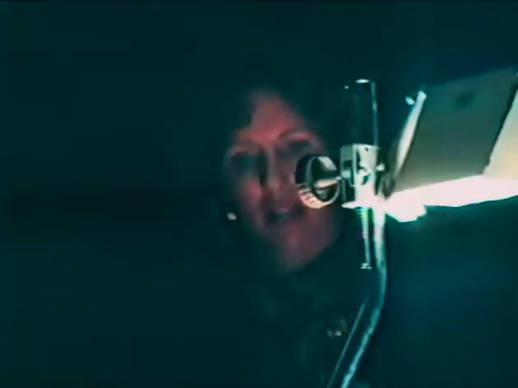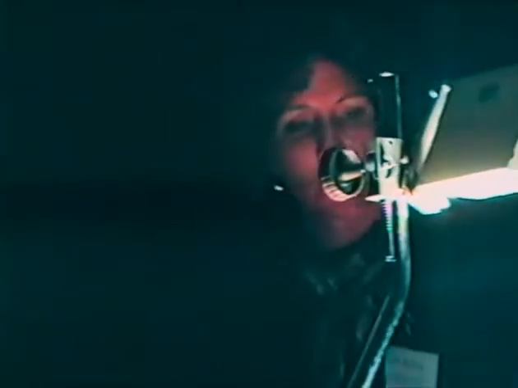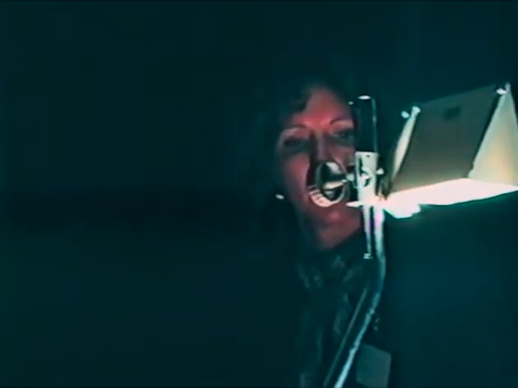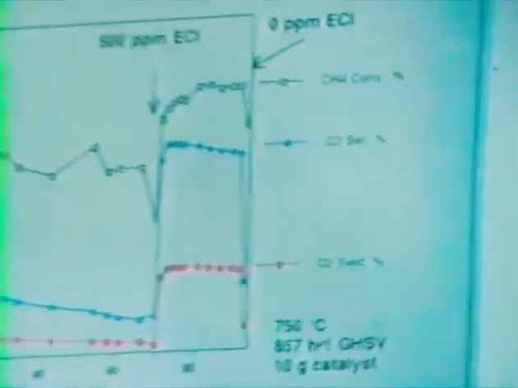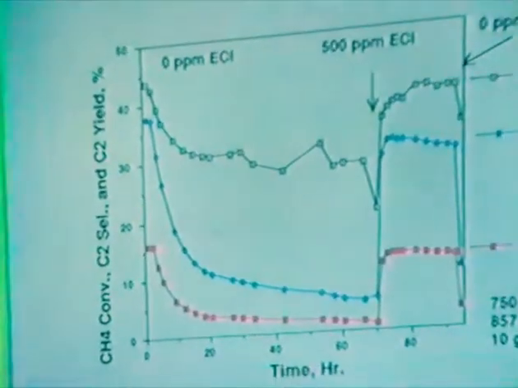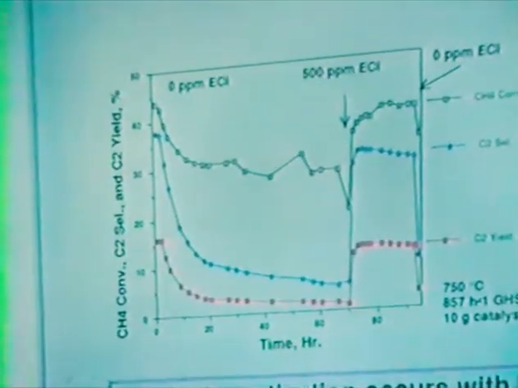Therefore, we went to less volatile compounds. We went to alkaline earth compounds. Now here you see also that initially you have C2 yields between 15 and 20%. Selectivities are not particularly high in this example, but you'll see some other examples in which they are high with the alkaline earth salts.